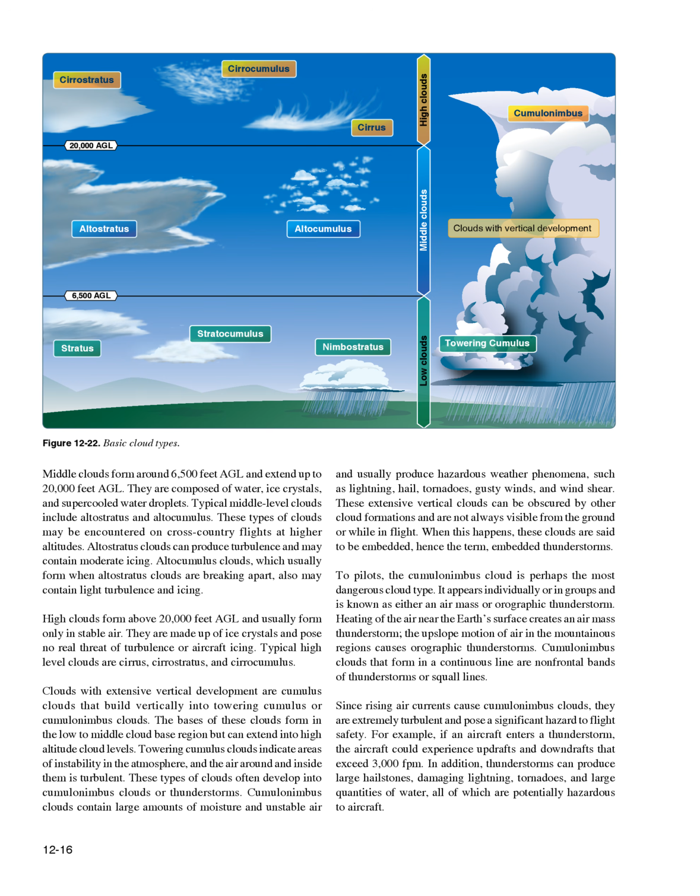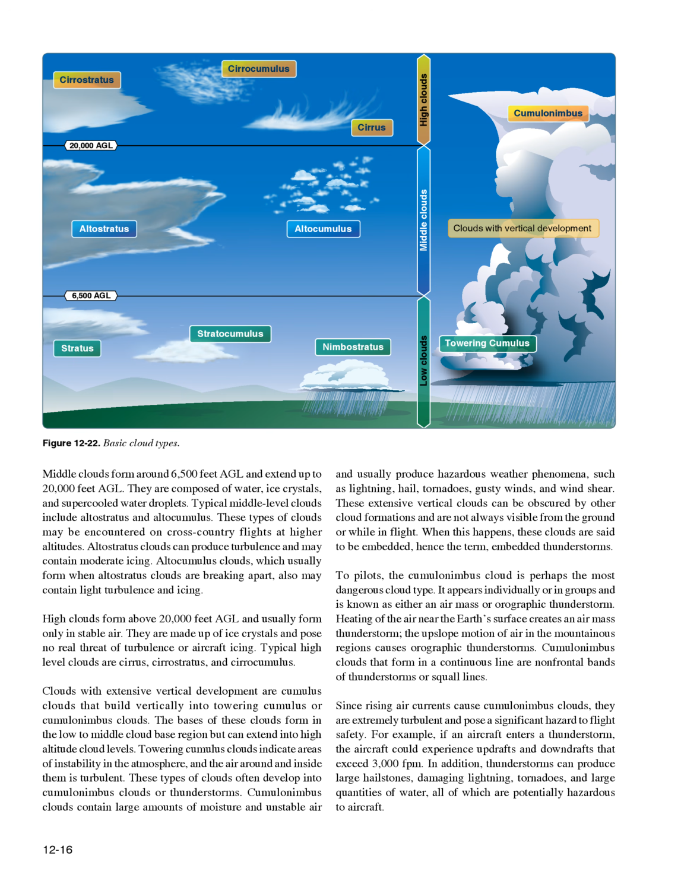High clouds form above 20,000 feet AGL and usually form only in stable air. They are made up of ice crystals and pose no real threat of turbulence or aircraft icing. Typical high-level clouds are cirrus, cirrostratus, and cirrocumulus. Clouds with extensive vertical development are cumulus clouds that build vertically into towering cumulus or cumulonimbus clouds. The bases of these clouds form in the low to middle cloud base region but can extend into high-altitude cloud levels.